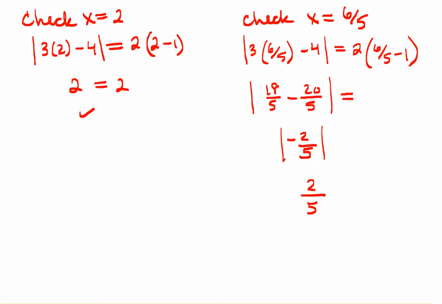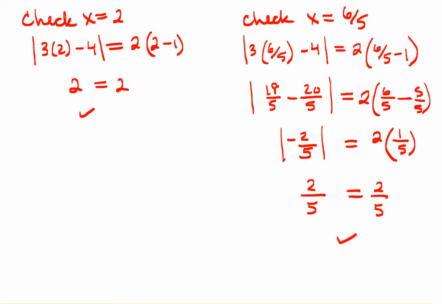Going back up on the other one here, I think I'm just going to simplify the stuff inside the parentheses first here. So 1 is really 5 over 5. And 6/5 subtract 5/5 would give me 1/5. Multiplying that with 2 would give me that. Again, that one checks out as well. So the final answer, as it would be written in the back of the book, would be 2, 6/5 in set notation.